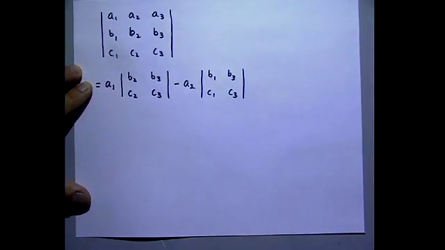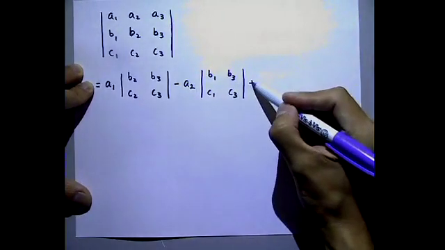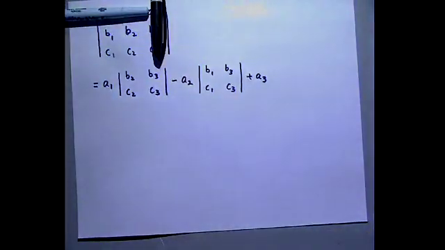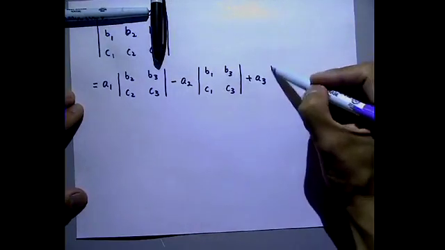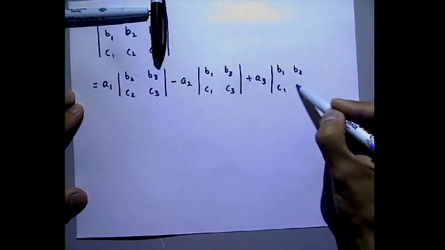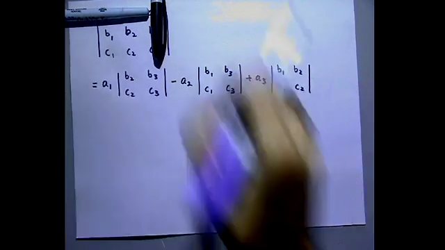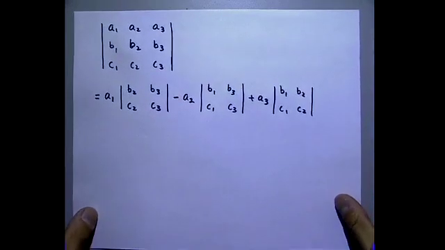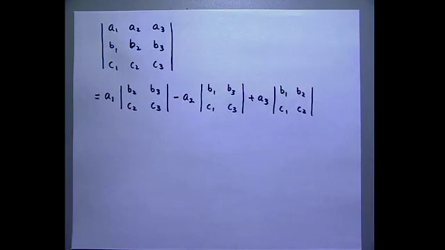Then we move to the right one more unit. We get A3. And just like before, we block out the row and the column of that A3 number, and then find the determinant of what's left. Okay, there are other ways to find the determinant, but for our purpose here, this is the way we're going to be using it, okay?